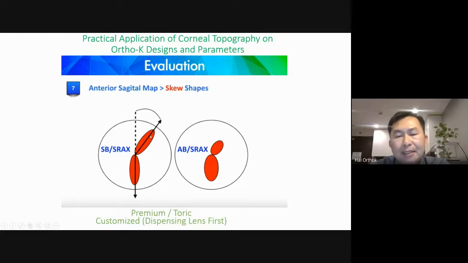With a very big morphology of the astigmatism, it will decenter on this side. And if it's very thin, it will be decentered on the opposite side. Because of that, you really need customized sets or the dispensing set before you do the customized lens for this patient more effectively.